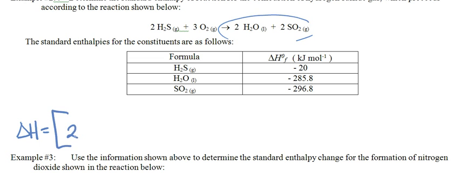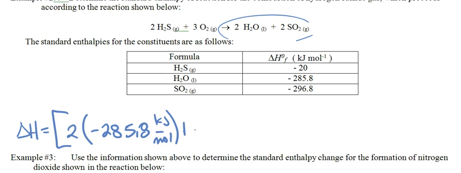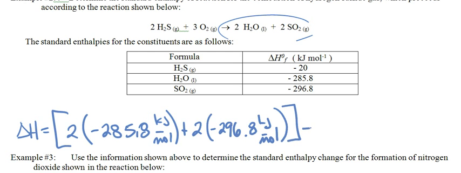So I have 2 waters, and my value for water is negative 285.8, and that's kilojoules per mole to show your units. Plus, and again, that's what the sigma represents, the sum of the products, 2 times the sulfur dioxide, which is a negative 296, and that's in kilojoules per mole as well. And so there's all my products. Now I'm going to take it minus the sum of the reactants.